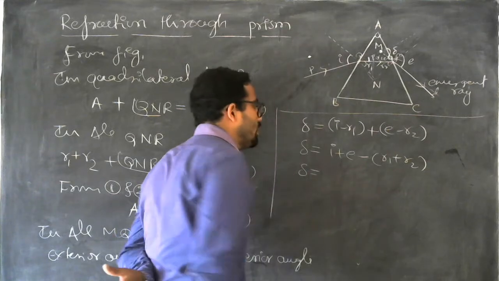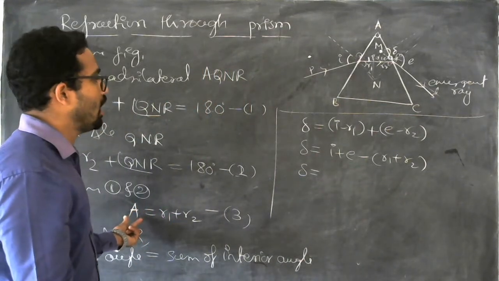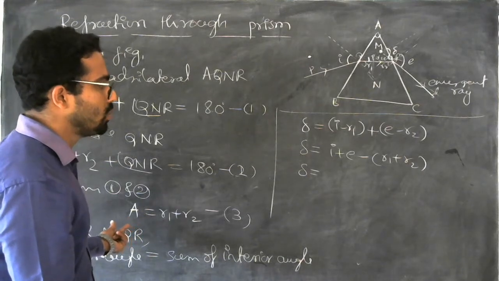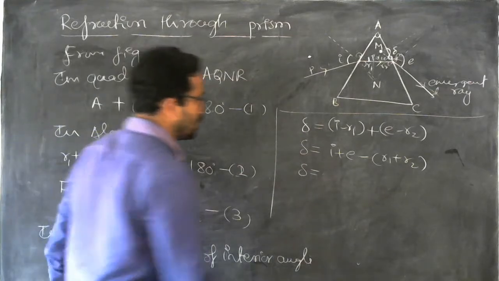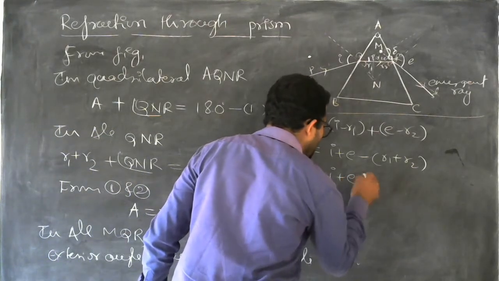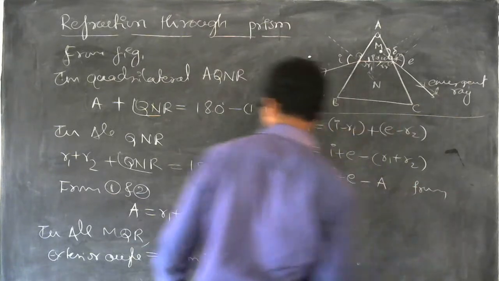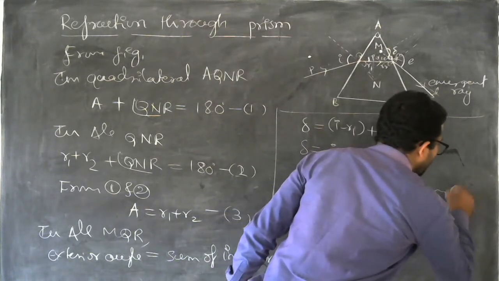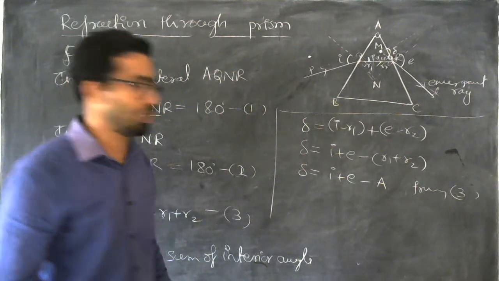So can we substitute anything over here? Because we know that R1 plus R2 is equal to A. So delta is equal to I plus E minus A. So this is the equation for angle of deviation.